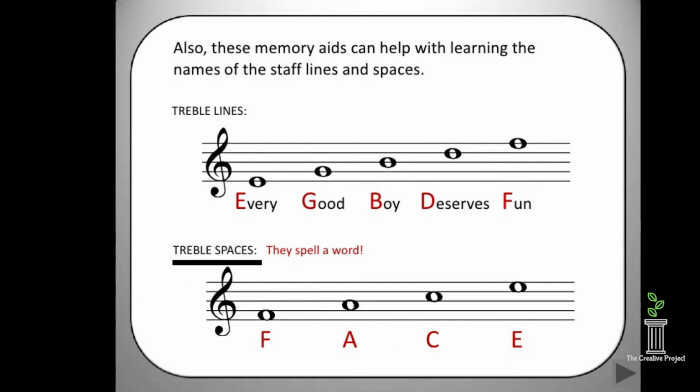And the treble space notes are F, A, C, E. Face. So you can remember that. The space notes on the treble staff are F, A, C, E. Face. Alright, let's go to the next one.